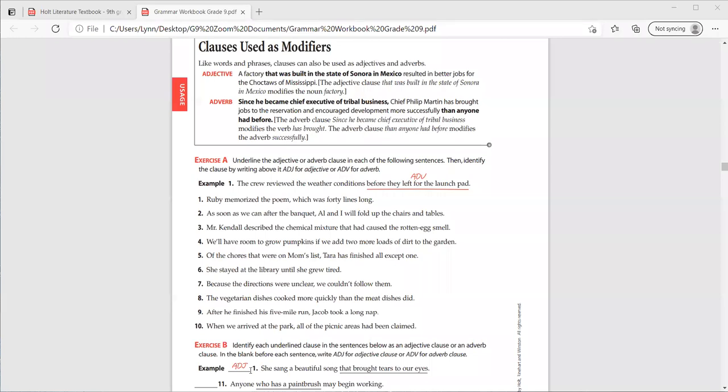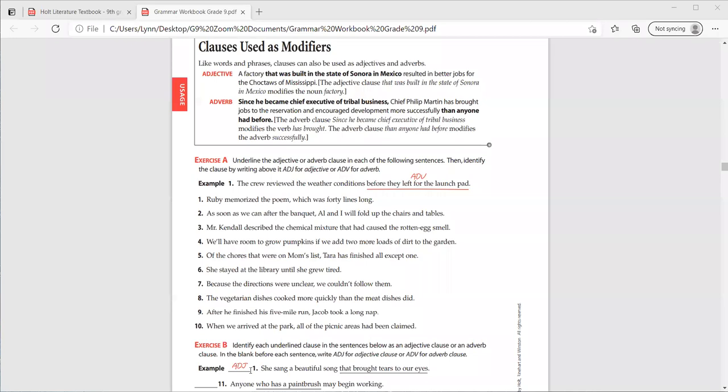All right, next we have the words good and well. And these are the two that I notice students get confused probably more than any of the rest of them. Always remember that good is an adjective.